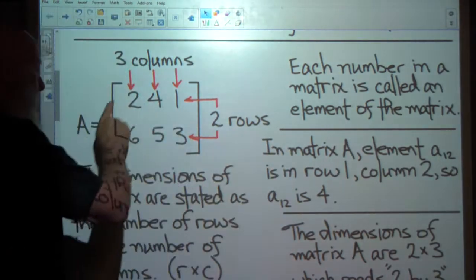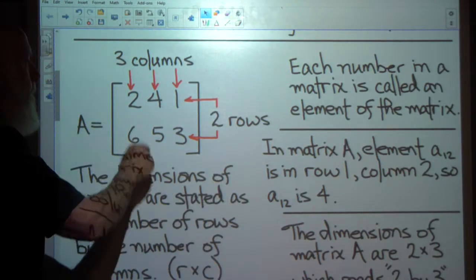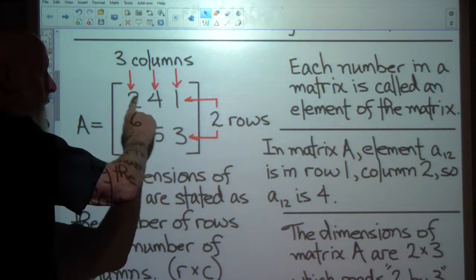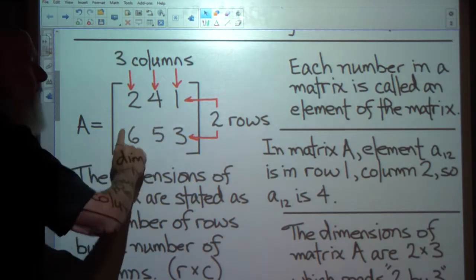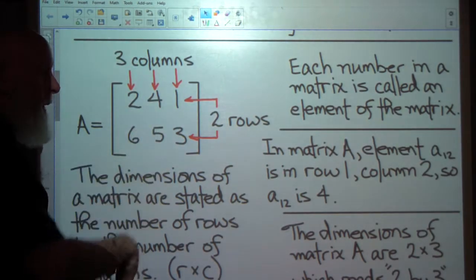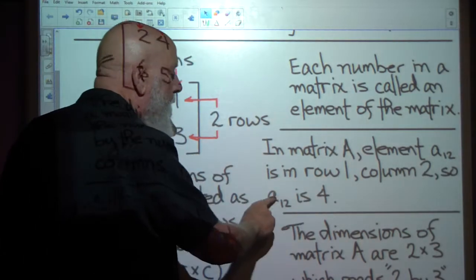In matrix A, that's this matrix, element 1, 2 is in row 1. So here's row 1, row 2. It's in row 1, column 2. Rows go this way. Columns go like the columns of a building. They go straight up and down. So row 1, column 2 is 4.